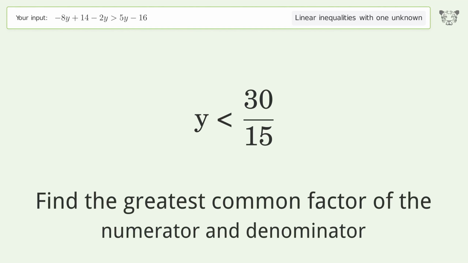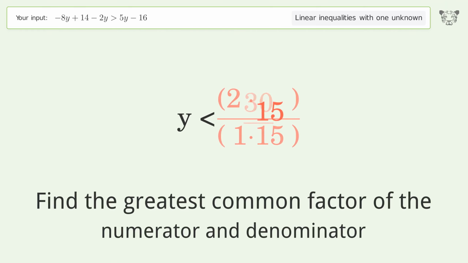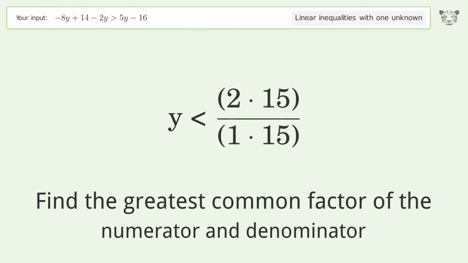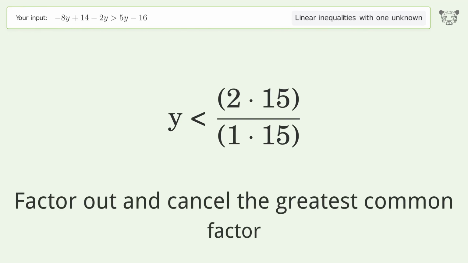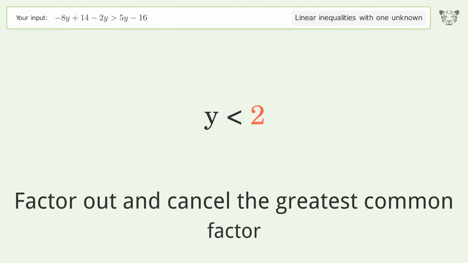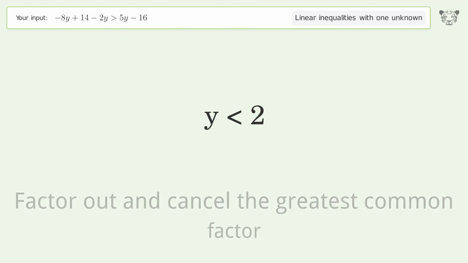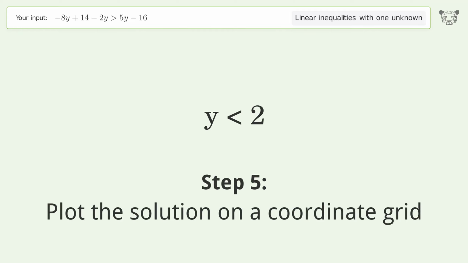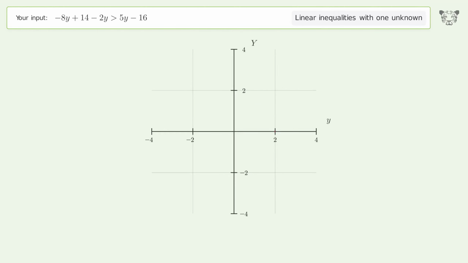Find the greatest common factor of the numerator and denominator. Factor out and cancel the greatest common factor. Plot the solution on a coordinate grid. And so the final result is y smaller than 2.